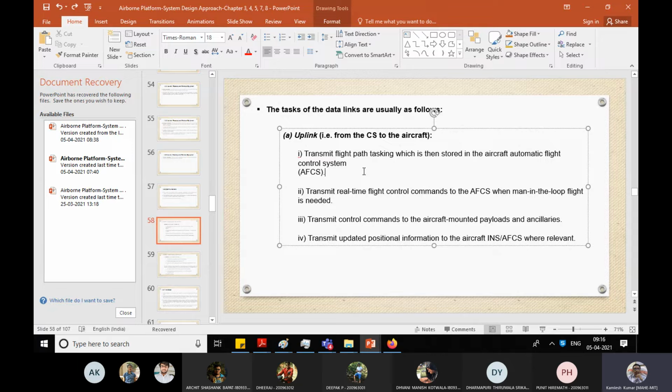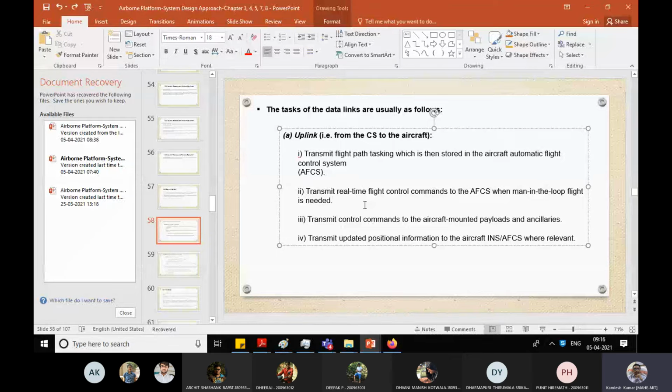Mostly this tasking will be happening from the ground to the aircraft. So when you want to communicate from the ground to the flight control system of the aircraft, you should have a communication link to provide this. And this works to transmit real-time flight control commands to the FCS, the automatic flight control system. In this case, you need some person involved. Otherwise, if it is pre-planned, then there is no man in the loop required, because you have already uploaded. But if you want real-time flight control commands, like every time you want to change something, then you need this type of activity.